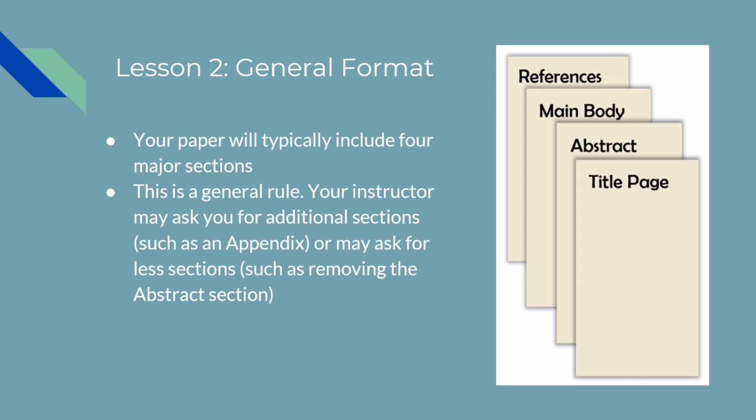Typically, if you're writing a paper in APA, there will be four sections. That will be the title page, the abstract, the main body of the paper, and then your references. However, I will note that this is just a general rule, and your instructor may ask for additional sections or may remove sections, such as not requiring an abstract. And so always defer to your instructor and your rubric and assignment sheet for which sections of an APA paper you should have.